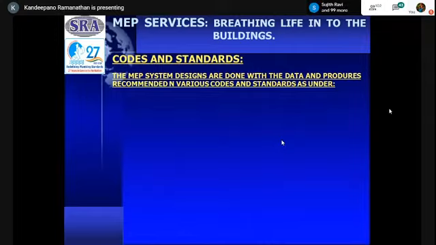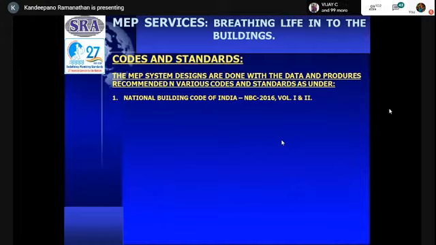The MEP system designs are done with the data and procedures recommended in various codes and standards. First, the National Building Code of India. This is the prime publication which lists out the complete MEPF plus civil engineering, the entire gamut of engineering services. You name anything for a building service, it is listed in NBC. Okay, and it is augmented. If it is missing out there, it is augmented in IS publications, which is coming out next.